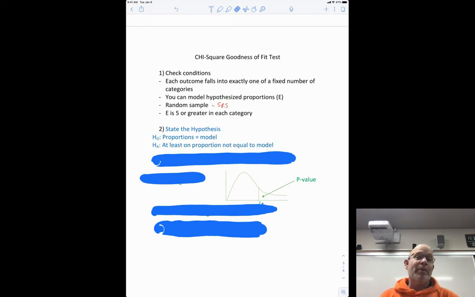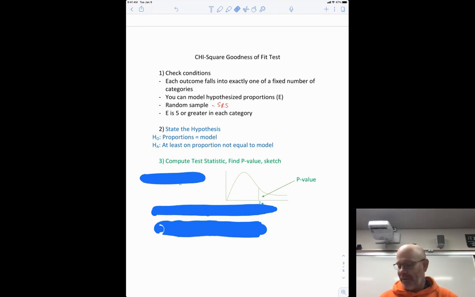The alternate would be our model's no good, right? Or at least one of the proportions is not equal to the model. So we're going to make a judgment. If we reject the null hypothesis, we're going to say there's evidence my model is wrong. If we don't reject it, we're going to say there's no evidence the model is wrong, just like we've done in the past. We can compute the test statistic, find a p-value, draw a sketch, just like we've done for every other problem, right?